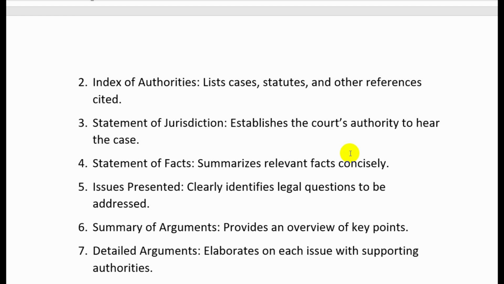Fourth, we have to present all the facts, the statement of facts. This is the summary of all relevant facts concisely, clearly. Fifth, issues presented. Now, we have to identify in the document what are the legal questions that we want to be addressed. What are the key questions that need resolution?